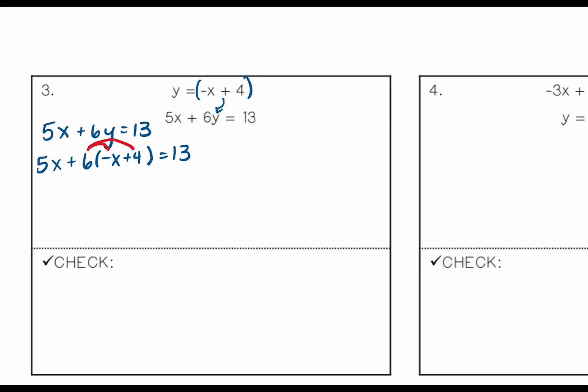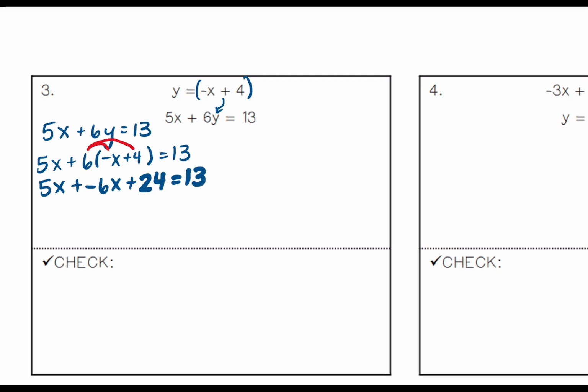So we're going to multiply 6 by everything inside. That's distribution. I do my rainbow: I'm going to multiply negative x by 6 and 4 by 6. So what will I get? I'll get 5x plus 6 times negative 1x is negative 6x. 6 times 4 is 10. And that's equal to, oh my gosh, what did I just do? 6 times 4, I added. 6 times 4 is 24, equals 13.